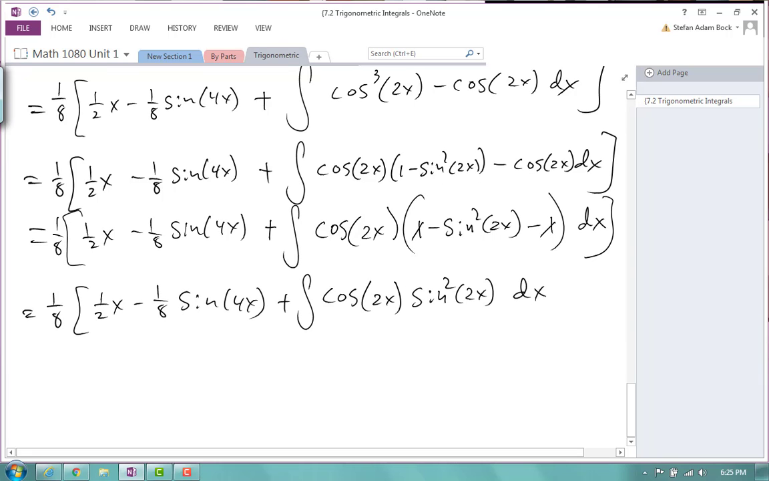Now I could use two u substitutions on this, or one really good one. If u is equal to sine of 2x, then my du will be 2 cosine of 2x dx. So my cosine of 2x dx is equal to 1/2 of du.